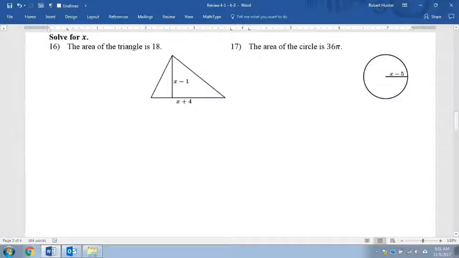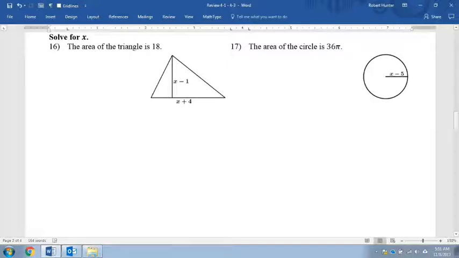Alright, number 16 and 17 on Algebra 2 review 4.1 to 4.3. We got the area of two geometric shapes. We got a triangle and a circle. And they want us to solve for x. So you have to know how to find the area of these things.